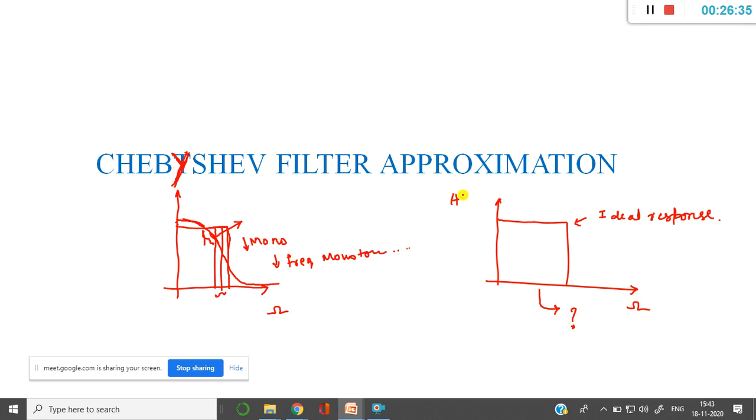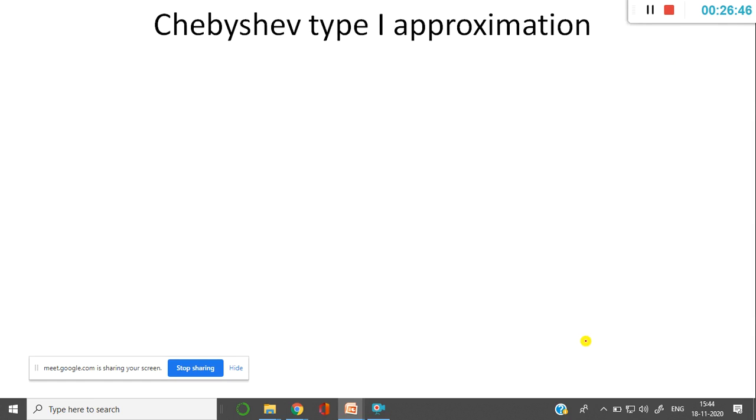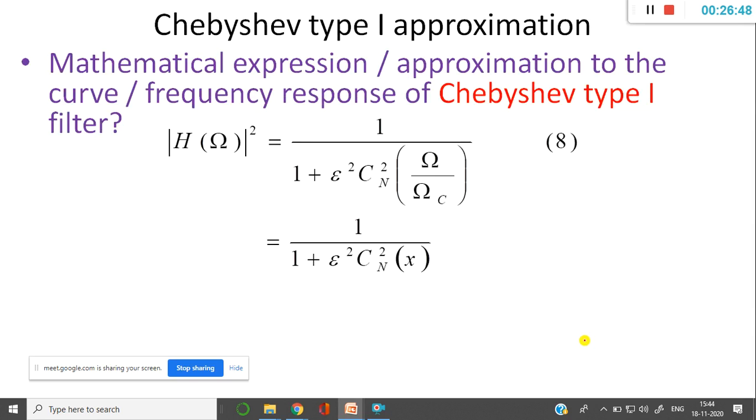This is the curve that is required, or that is needed. So this is always omega, and this is always H of j omega, or H of omega magnitude value. So for this, I have a Chebyshev type 1 mathematical expression here. So this is the expression. Just note down this expression directly.